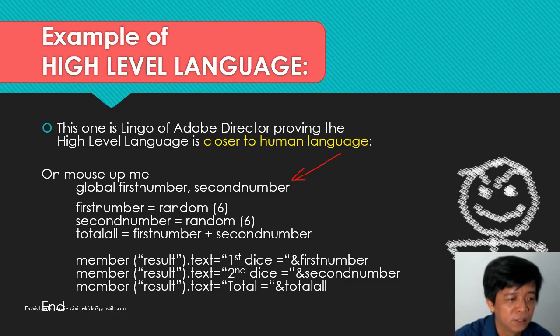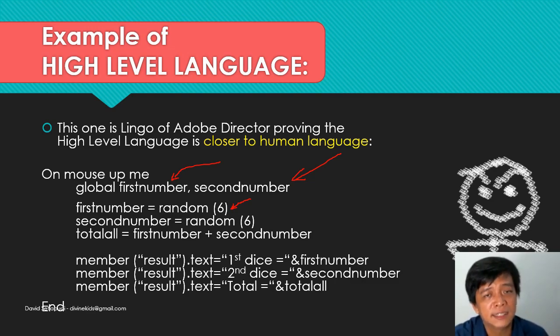So this is the evidence. You see, on mouseUp me, global firstNumber and secondNumber. The firstNumber equals random 6. The secondNumber equals random 6. So this one is like a first die. A die has 6 sides, so this one is random 6. You can get 1, 2, 3, 4, 5, or 6 in random. Sometimes you get 6, sometimes you get 4. And the secondNumber is also random 6.